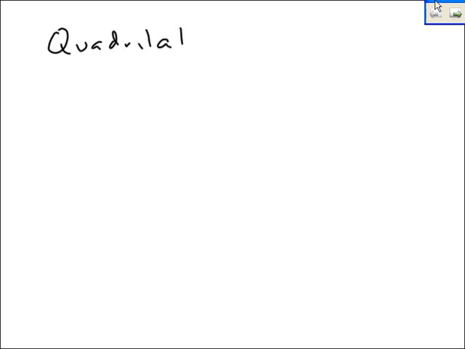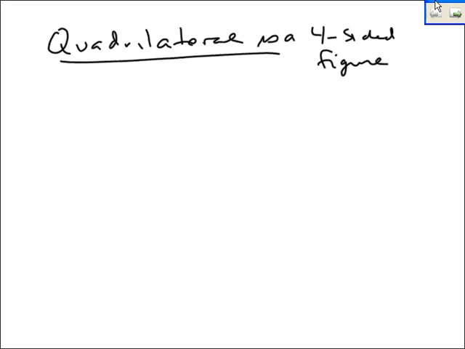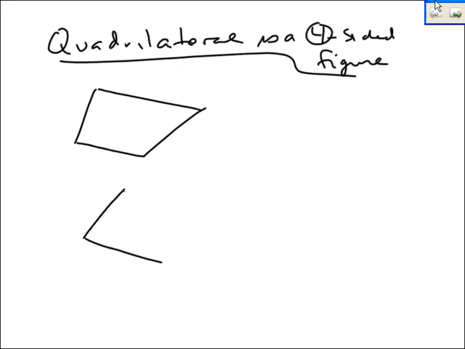A quadrilateral is simple. It is a four-sided figure. Quad means four. Now, 1, 2, 3, 4. That's a quadrilateral. One side, two sides, three sides, four sides.